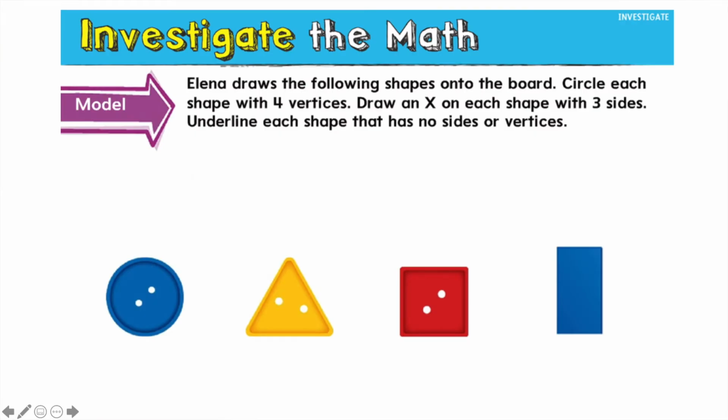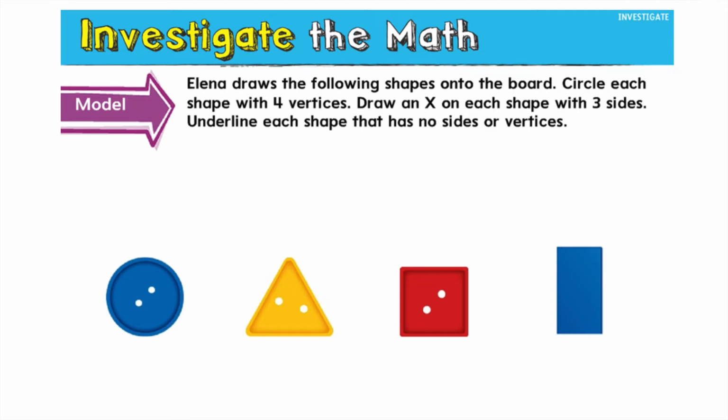Thinking about what we just heard in the video and how they compared and contrasted the shapes, let's see if we can figure out how to help Elena. Elena draws the following shapes on the board. Circle each shape with 4 vertices. Draw an X on each shape with 3 sides, and underline each shape that has no sides or vertices.